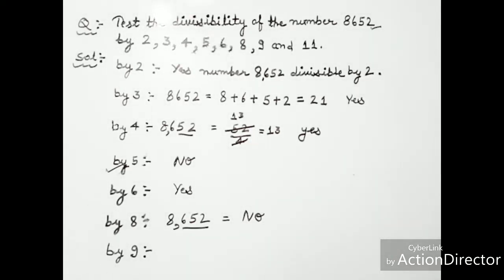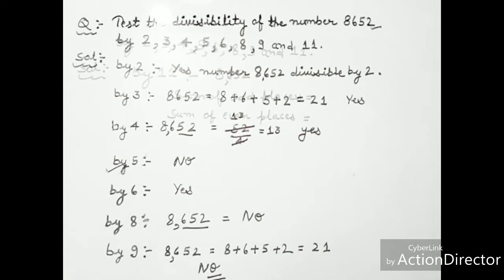Divisibility by 9. The divisibility rule of 9 says that if the sum of all digits is divisible by 9, then the whole number is divisible by 9. So here first we get the sum of the number: 8 plus 6 plus 5 plus 2, and the sum of all 4 digits is 21, and 21 is not divisible by 9. So we say that no, the number 8652 is not divisible by 9.